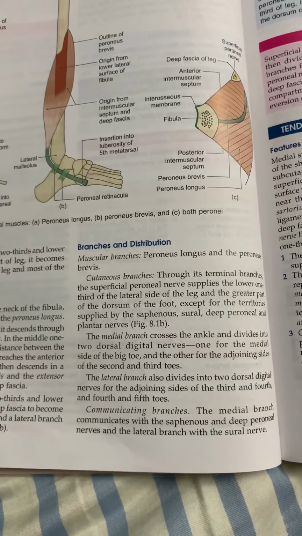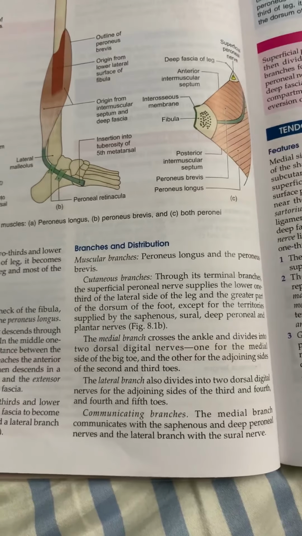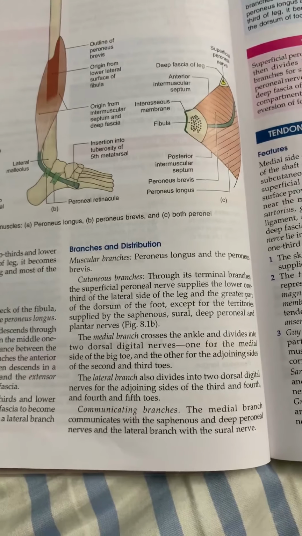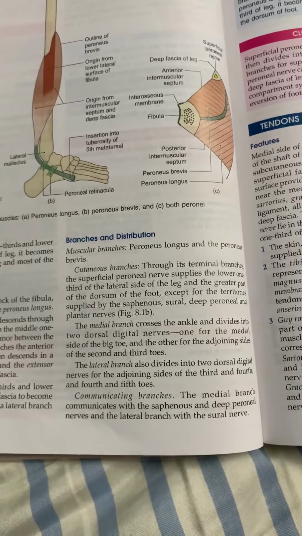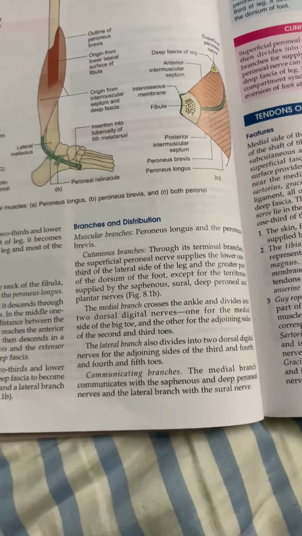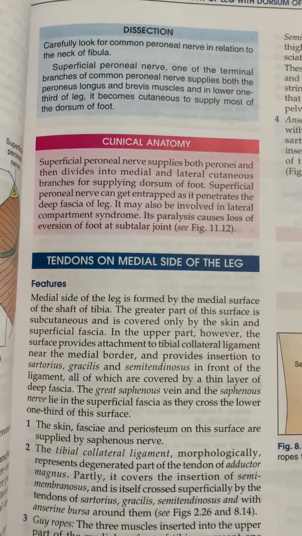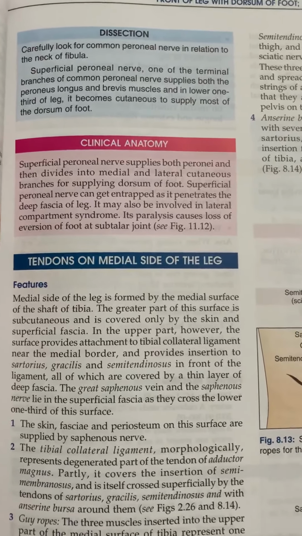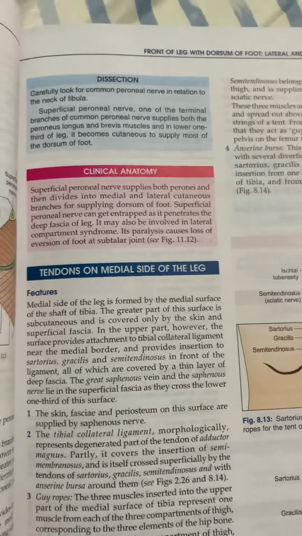And then the medial branch, one for the big toe and other for the adjoining toes, and the lateral branch for the adjoining sides of third, fourth, fifth toes, and communicating branches to communicate with saphenous and deep peroneal nerves, and lateral branch communicates with the sural nerve. And clinical anatomy same. So superficial peroneal nerve can get entrapped if it penetrates the deep fascia. It may also be involved in compartment syndrome. Its paralysis causes loss of eversion at subtalar joint.